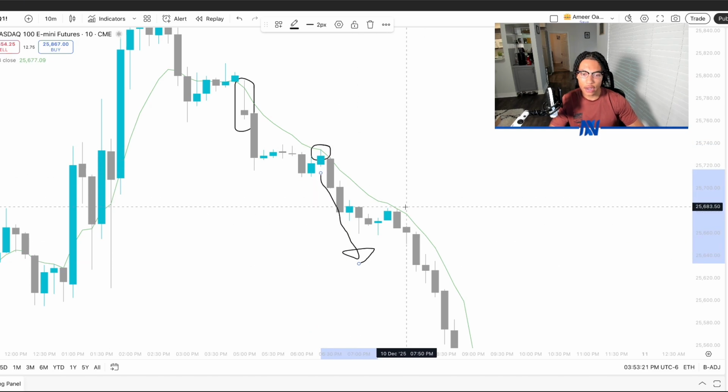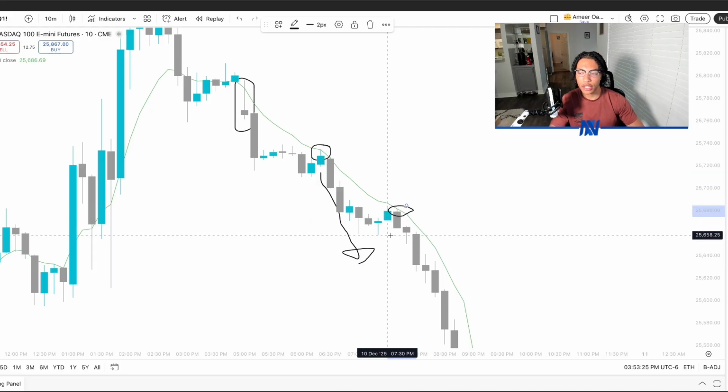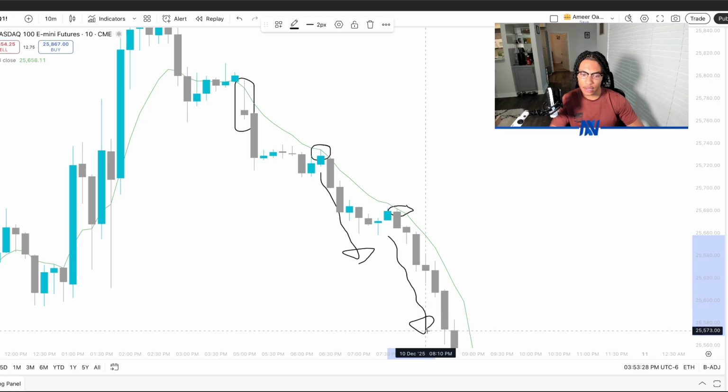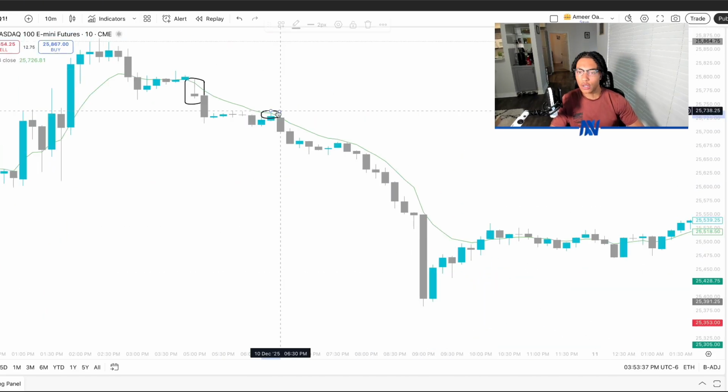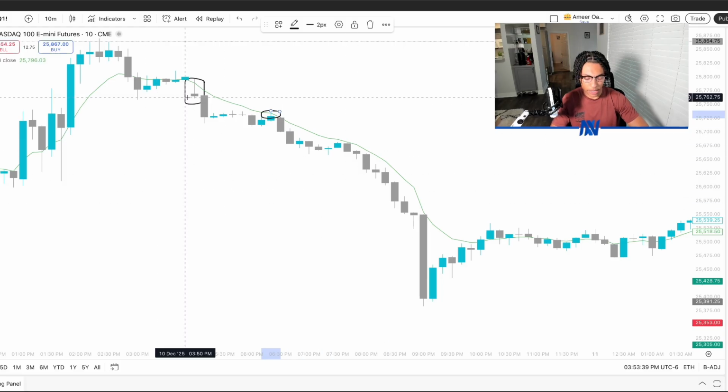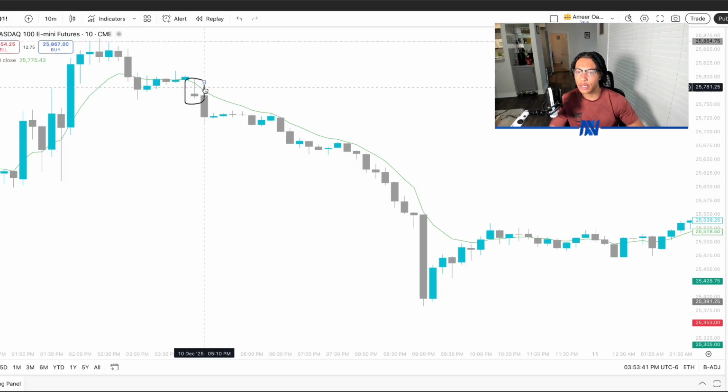And then once again, another wick on the 8 EMA. And then as soon as it wicked, it came back down to close here, and then it continued to this downside. So you notice a pattern, and once we notice that pattern, we're able to use any of these candles to end up getting into the entry, assuming that we're trading on this 10-minute time frame.